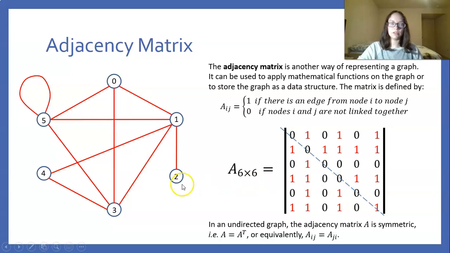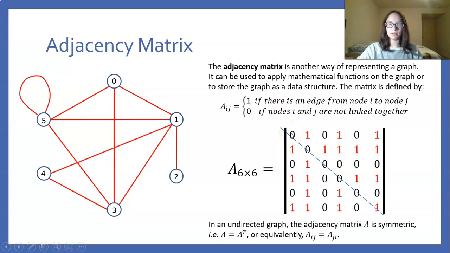And then if we were to look between 2 and 3, you see obviously there's no edge between node 2 and node 3. So if we look at element A, 2, 3, there is a 0 in this spot because there's no edge. So you can see that.